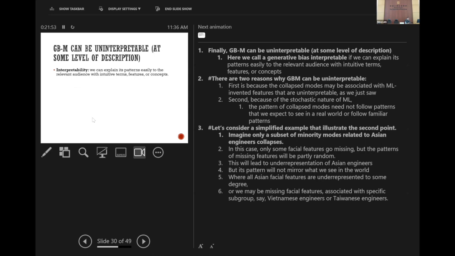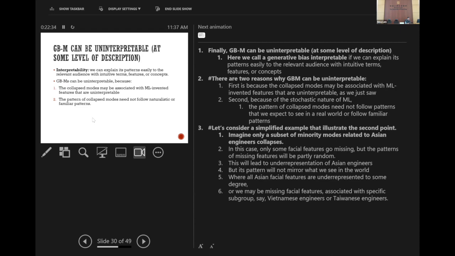So finally, GBMs can be interpretable, at least at some level of description. We call a generative bias interpretable if we can explain its pattern of underrepresentation or misrepresentation with intuitive concepts, terms, or features our relevant audience could understand or grasp. There are two main reasons why this happens. First is what we already mentioned: the collapsed mode may be associated with machine-learning-invented features that are themselves uninterpretable.